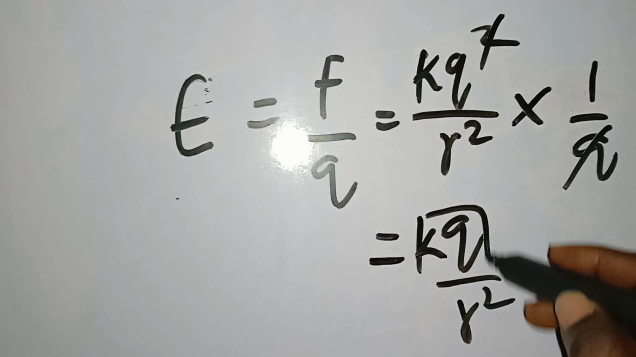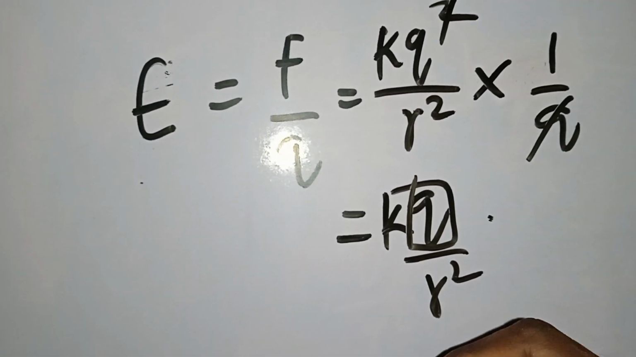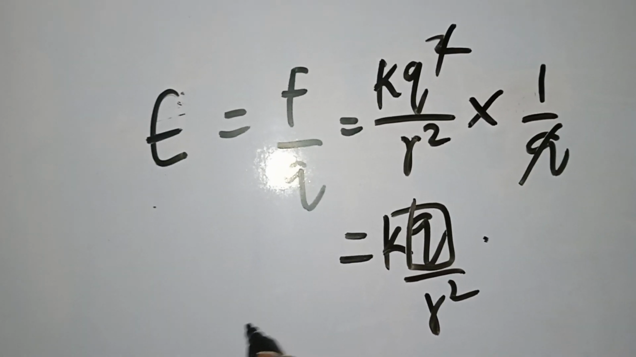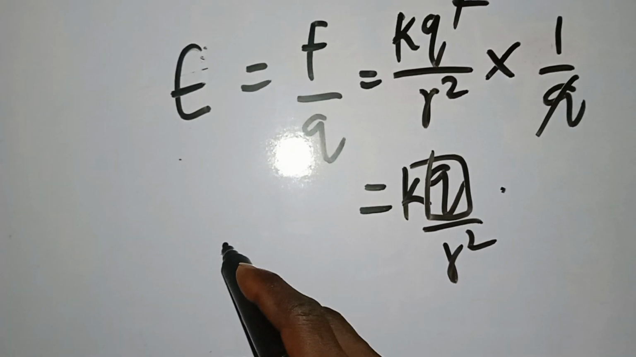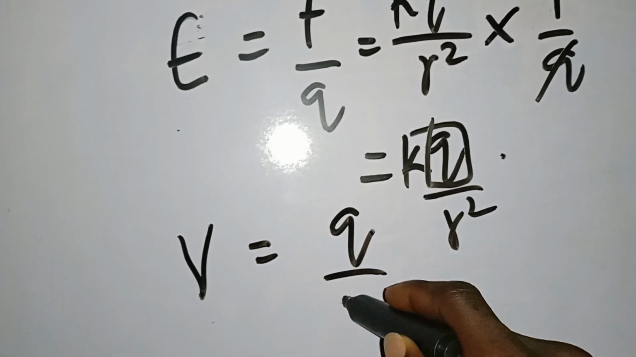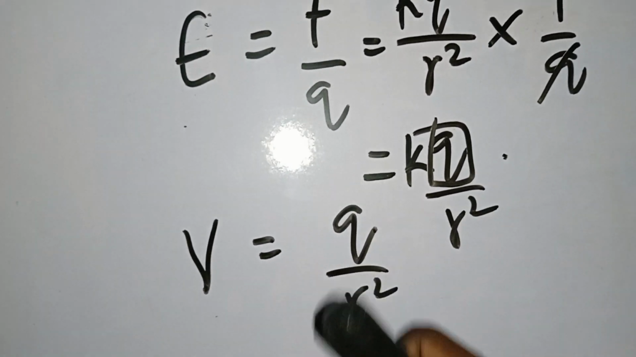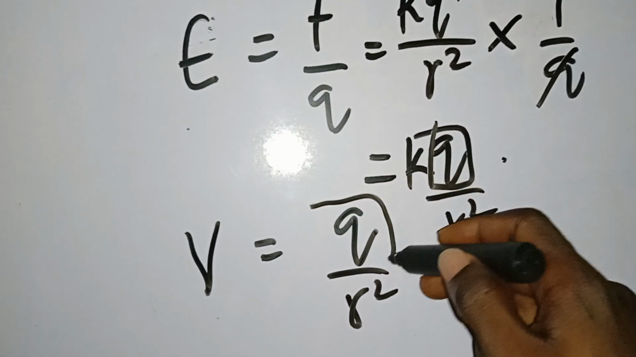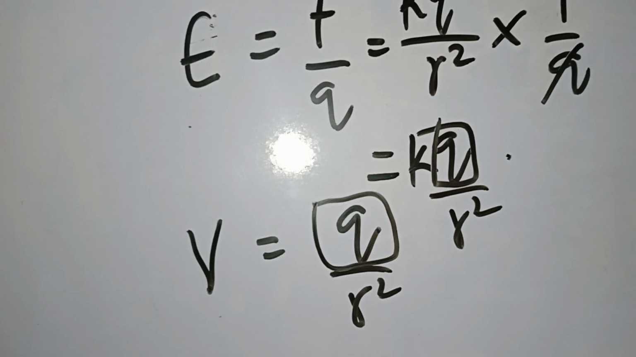So notice another thing about this charge. Once you know that charge is always at the numerator for all the formulas of electrostatics, this is almost the same thing with electric potential, voltage, which is V equals Q over R square. Electric potential is the work done in moving a point charge from one point to the other. Mathematically, you can say that it is charge per square distance.